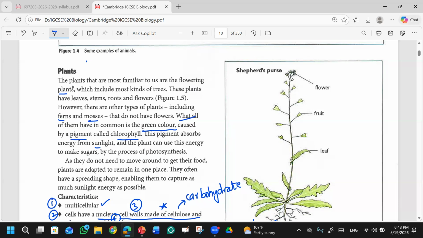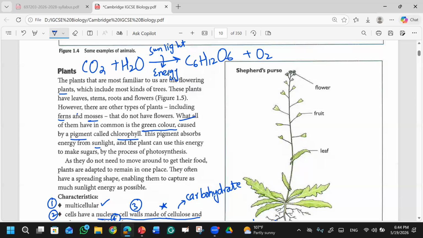Otherwise, how will they get energy to convert the carbon dioxide and water? This is the formula of photosynthesis: carbon dioxide plus water, and glucose will form, C6H12O6 plus oxygen. Okay, this is photosynthesis. For this, you need sunlight. Plants need sunlight because this sunlight will give energy. Why is energy needed? To convert this carbon dioxide and water into glucose.